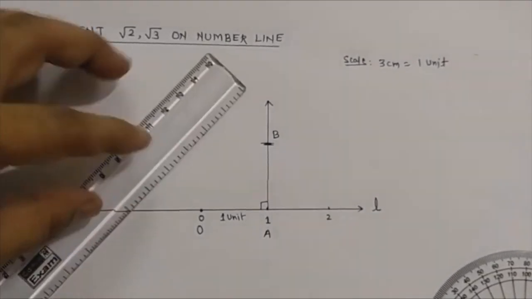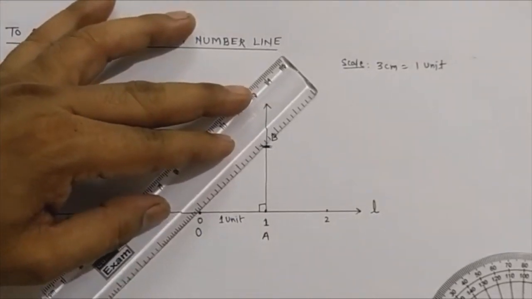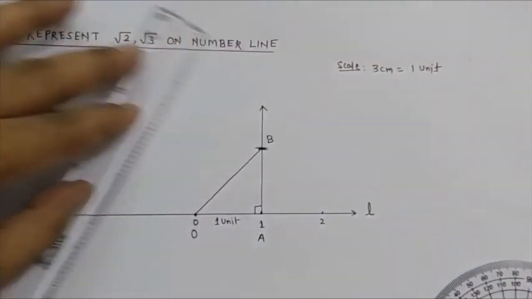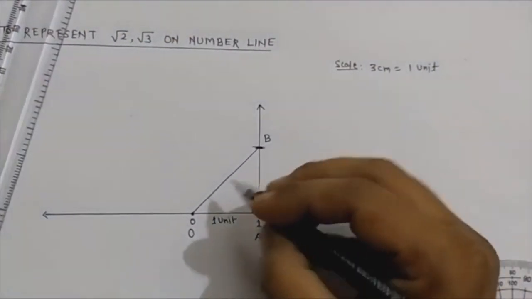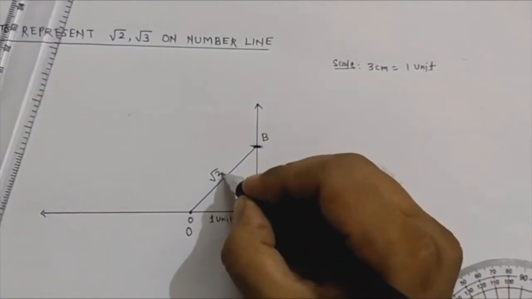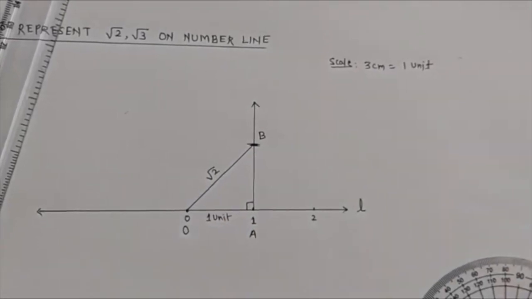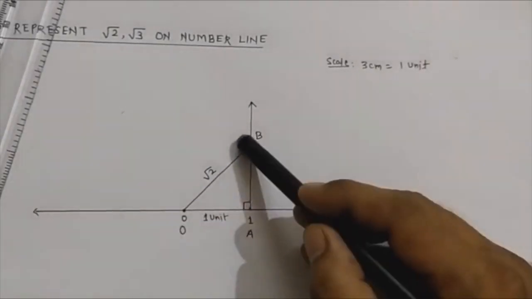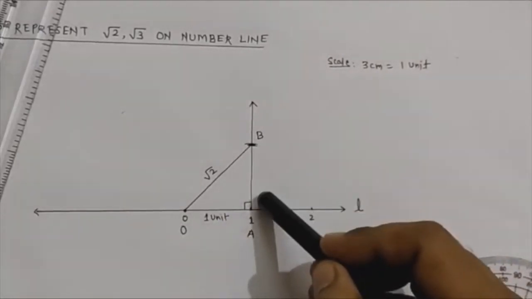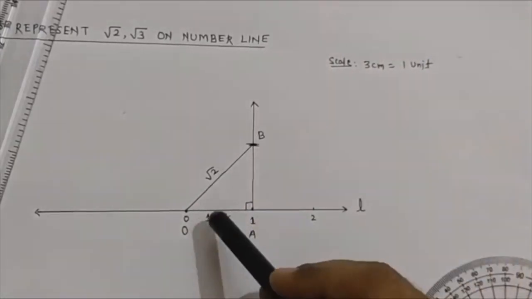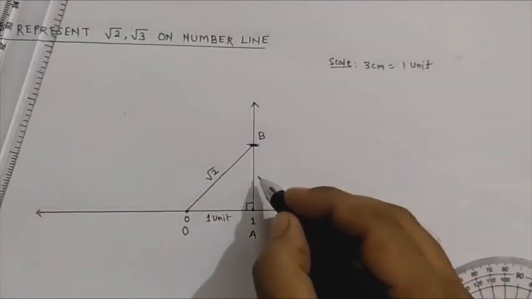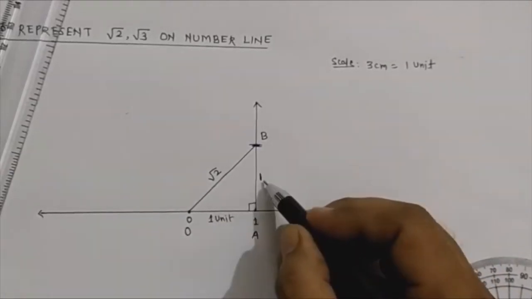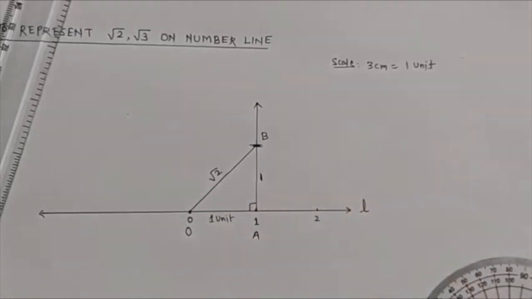Now after this, draw segment OB. This is OB and this distance is root 2, because in triangle OAB, by Pythagoras theorem, OB square equal to OA square plus AB square. So OB square is 1 square plus this distance is also 1, 1 square plus 1 square, that is 1 plus 1, 2, and this you get root 2.